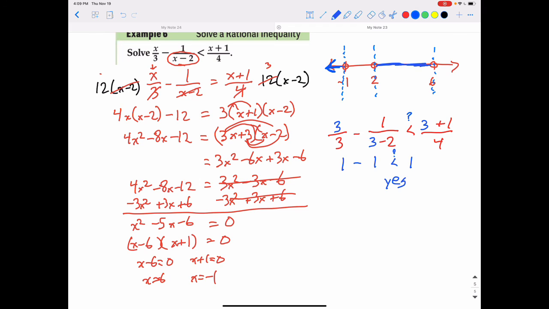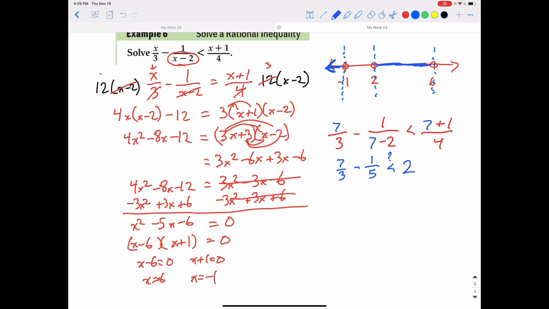And then pick a number that is larger than 6. And so a number larger than 6 would be 7. So replace all the x's with the 7. So that would be 7 there, 7 there, and 7 there, and we do it again. 7/3 is just 7/3 minus 1/5. Is that less than, well, 7 plus 1 is 8. 8/4 is 2. So is 7/3 minus 1/5 going to be less than 2? I think it's pretty close.